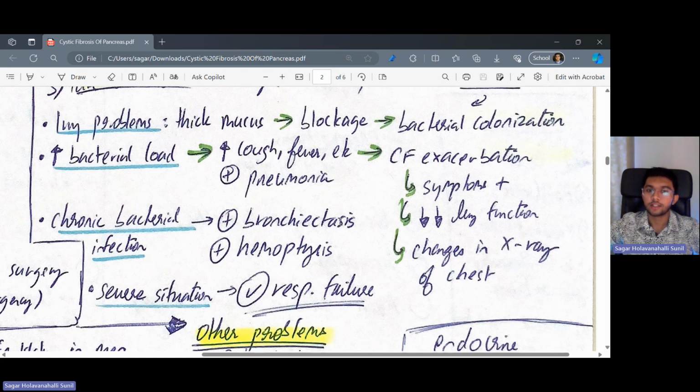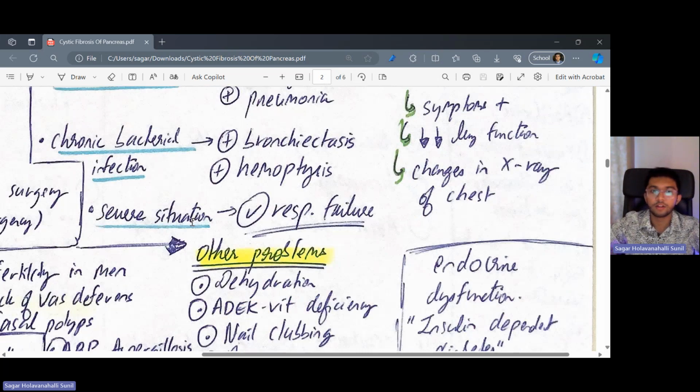After a cystic fibrosis exacerbation, when there is chronic bacterial infection, this can result in bronchiectasis, because the bacterial colonization and the presence of mucus will eventually degrade the walls of the alveoli. At the same time, there'll also be degradation of the vessels, which will then cause hemoptysis. In severe situations, it can lead to respiratory failure, where there'll be severe hypoxemia and hypoxia.